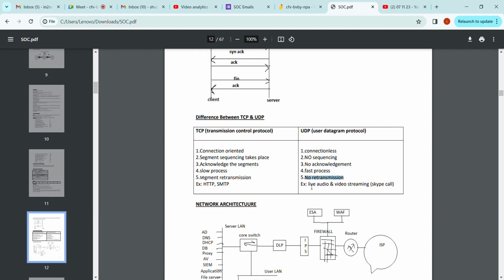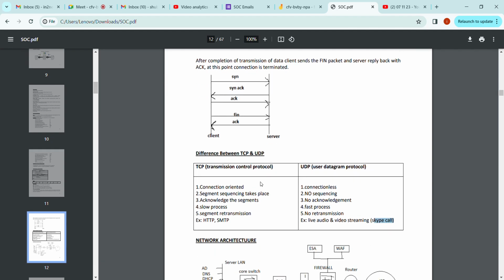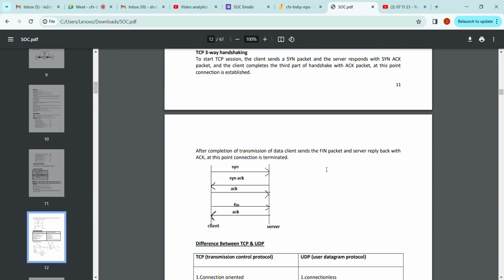If you look at the examples, live audio or video streaming, or probably Skype calls. Right now what we are doing is Google Meet, or maybe a Teams call. These are all video streaming or live audio or live sessions happening online. So the transport layer will define which one to adopt based on the services. It will choose whether to take TCP or UDP.